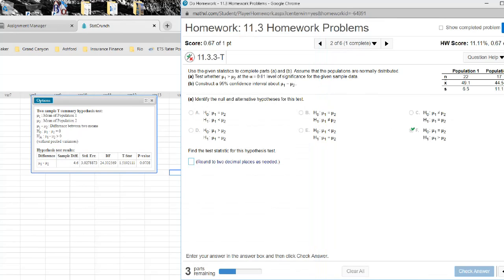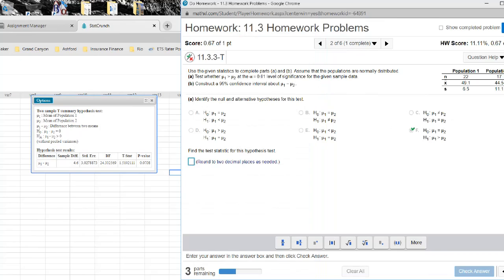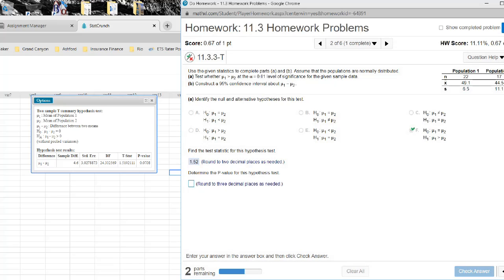1.519, I want 2 decimal places, so I'll make that 1.52. And for the p-value, 0.0708, they want 3 decimal places, so I'll make that 0.071.